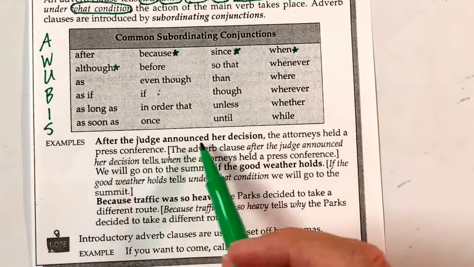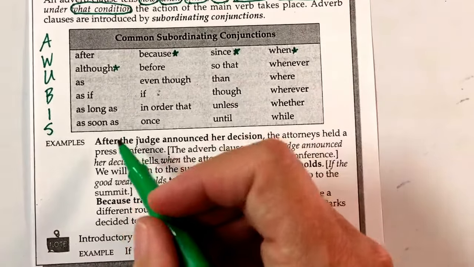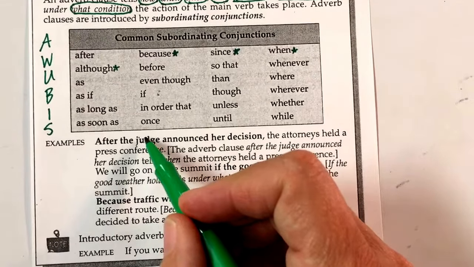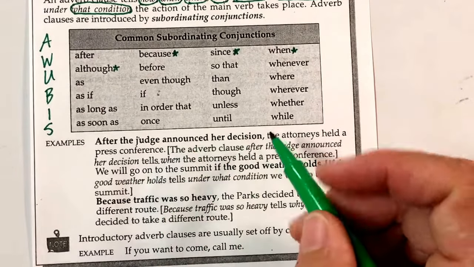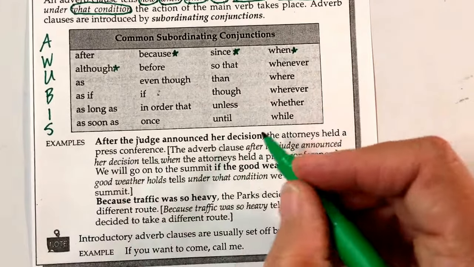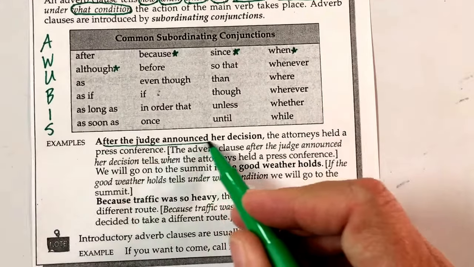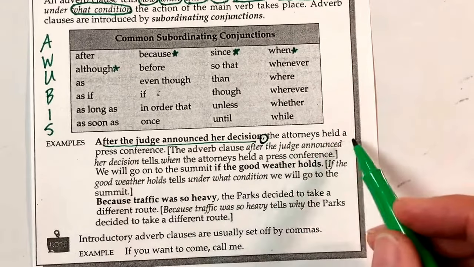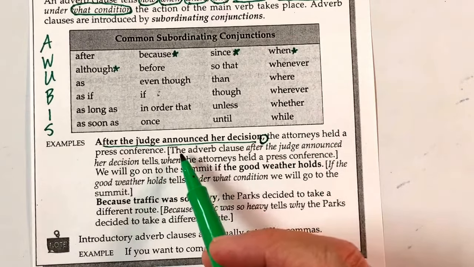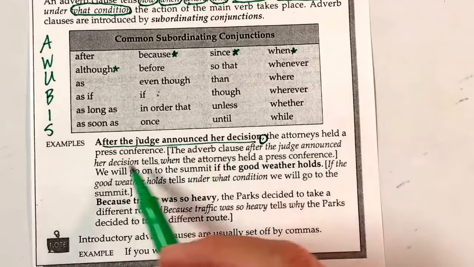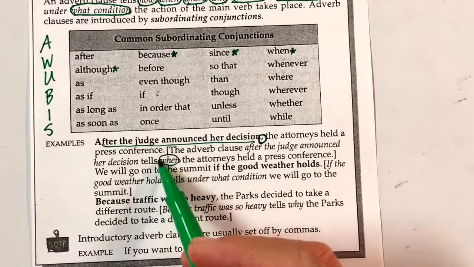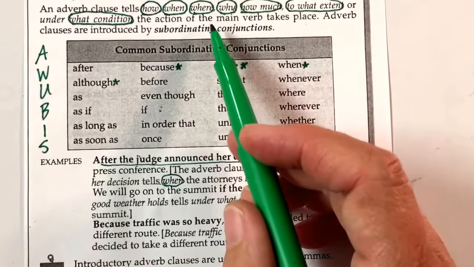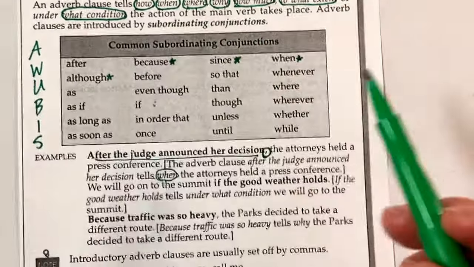After the judge announced her decision, so I want you to notice there's the awubis word, then it's going to have a noun and a verb. After the judge announced her decision, comma, because it's at the beginning of the sentence, the attorneys held a press conference. The adverb clause after the judge announced her decision tells when the attorneys held the press conference. So you can see it's answering one of those adverb questions.